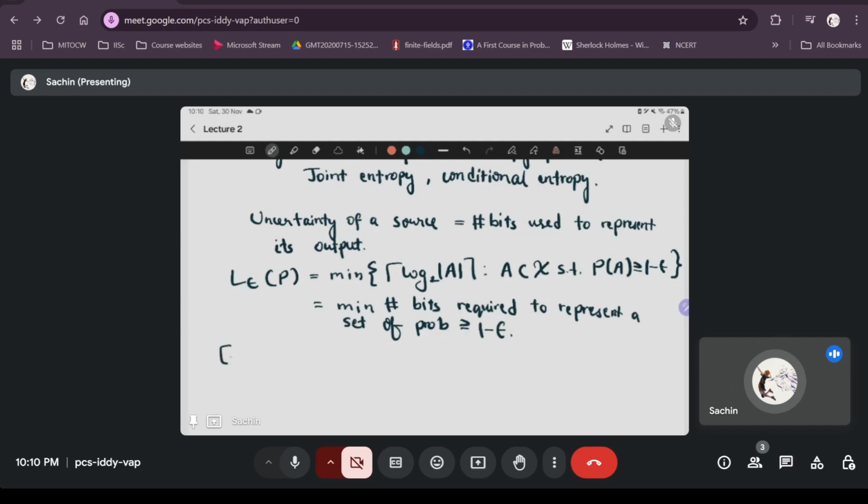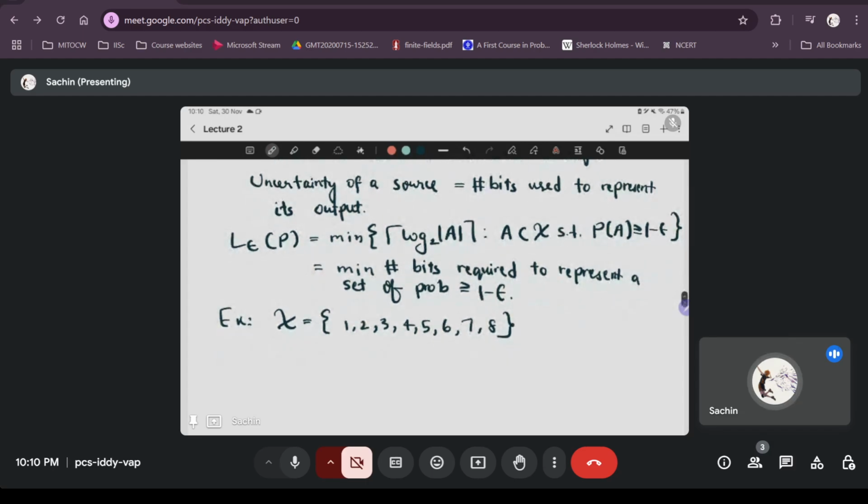For example, if you have an experiment with eight outcomes that you represent by 1, 2, 3, 4, 5, 6, 7, 8, then the entire thing you could represent with 3 bits if you wanted to represent all the outcomes. But suppose I give you the probability distribution 1/2, 1/4, 1/8, 1/16, 1/64, 1/64, 1/64.